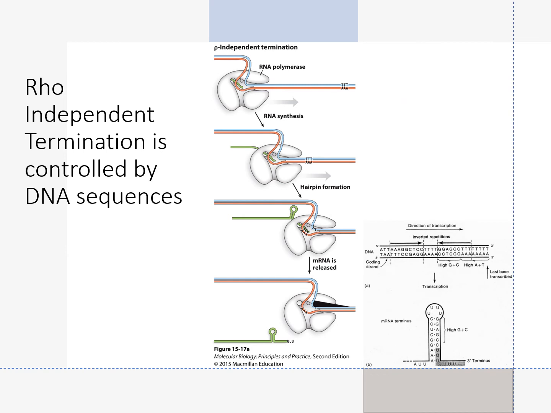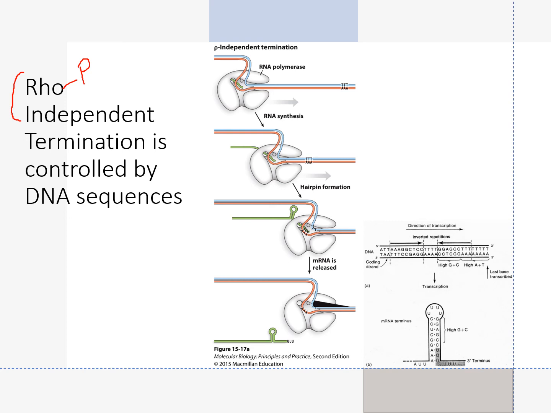The first one I'm going to talk about is called rho-independent. That termination is actually controlled by sequences within the gene, because rho is a protein. So that means this is protein independent. Not only is it rho independent, but there's no other protein involved in it. So rho isn't required for this termination, and it's just simply terminated by the structure that's formed here.